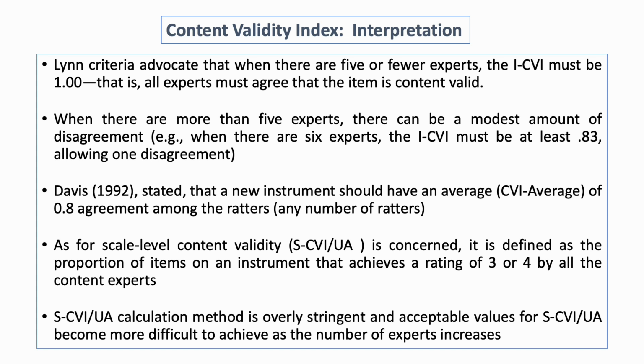So the S-CVI universal agreement calculation mentioned is overly stringent, very stringent, and acceptable values for S-CVI/UA become more difficult to achieve as the number of experts increases. So the fewer the number, the more chances there are. With more experts, the chance of disagreement is greater. And once disagreement is there, the S-CVI universal agreement will be less than 1 and is not acceptable.